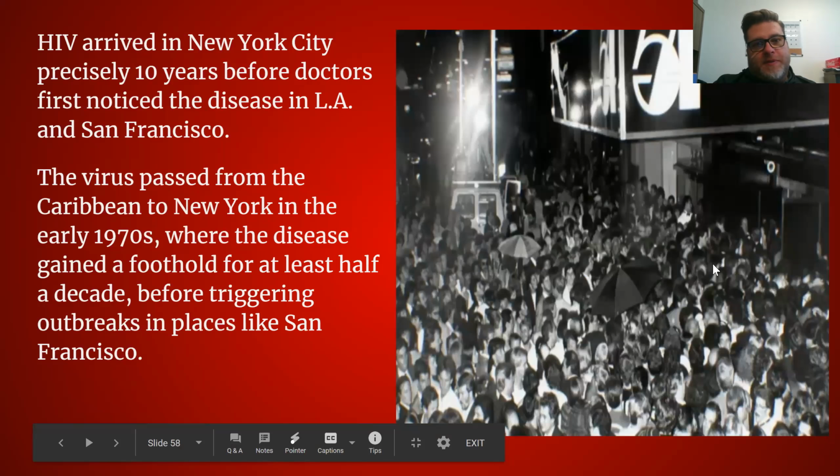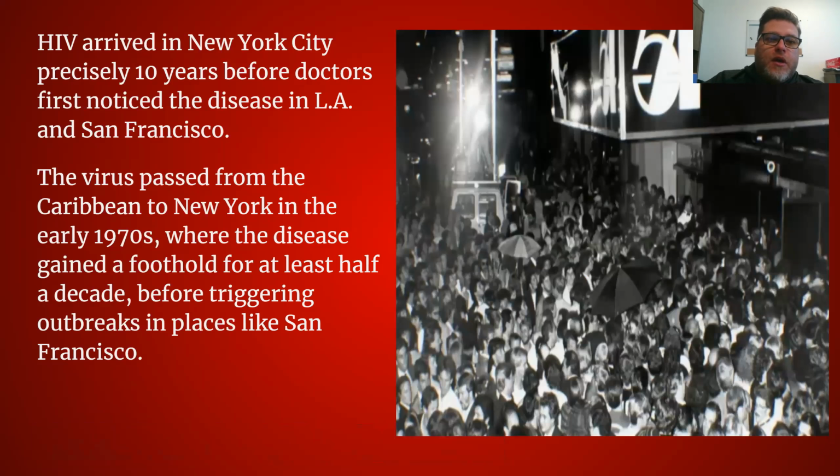HIV arrived in New York precisely 10 years before doctors first noticed the disease in LA and San Francisco. The virus passed from the Caribbean to New York in the early 70s, where the disease gained a foothold for at least half a decade before triggering outbreaks in places like San Francisco.